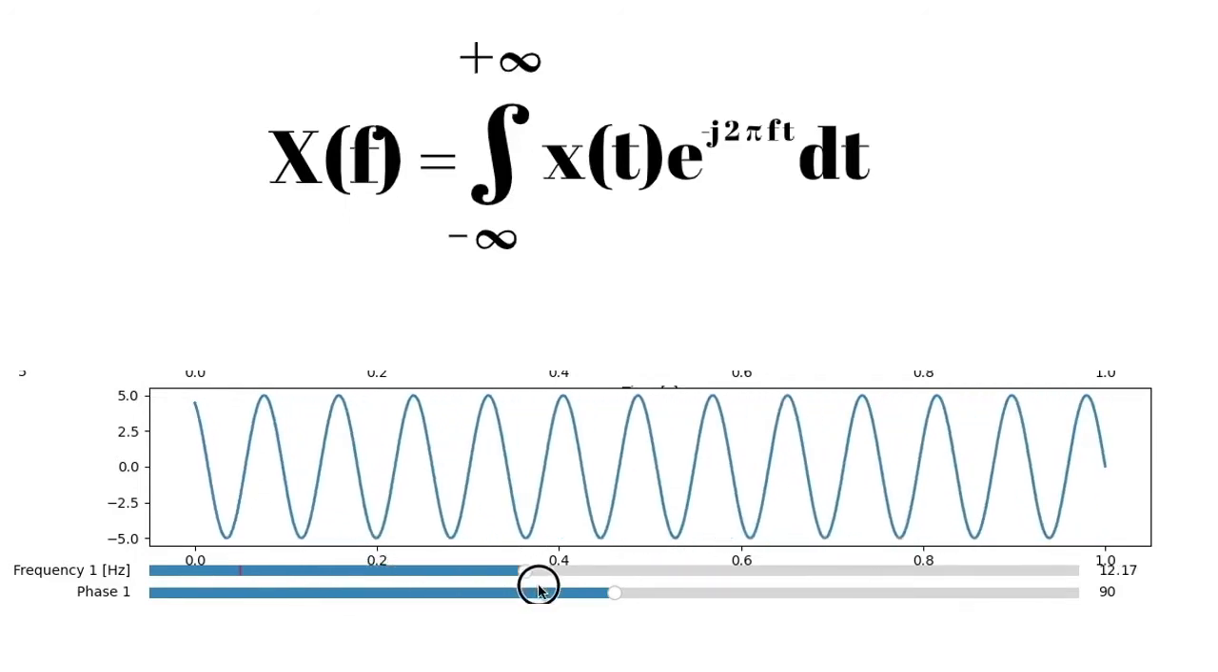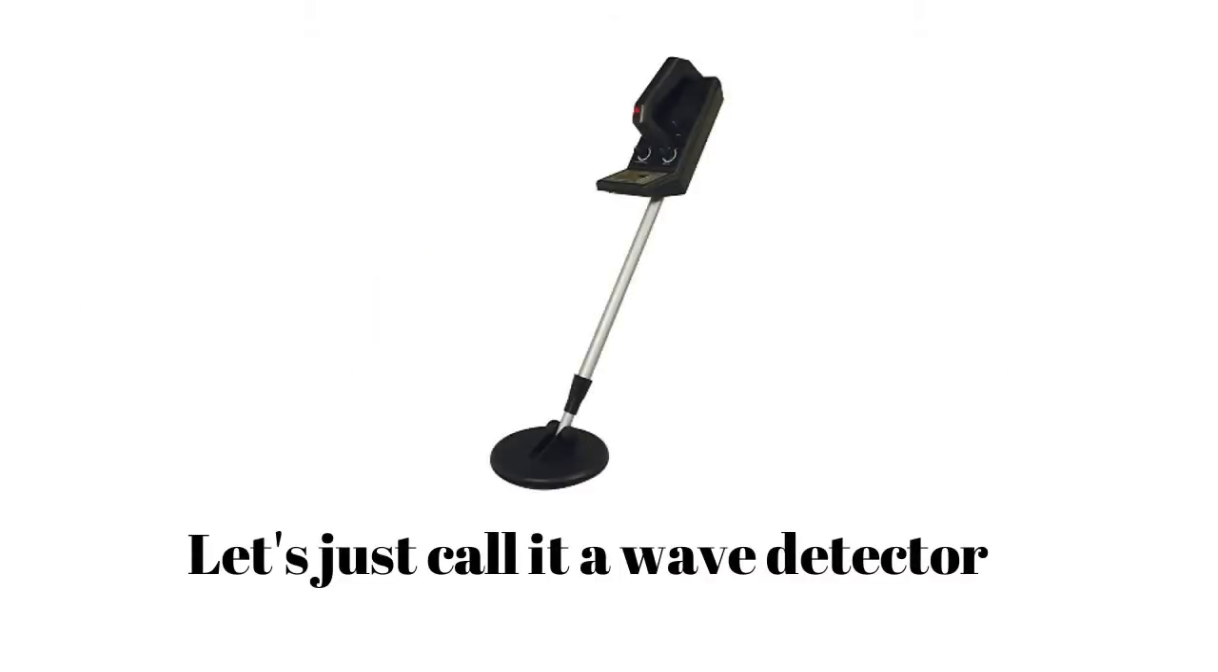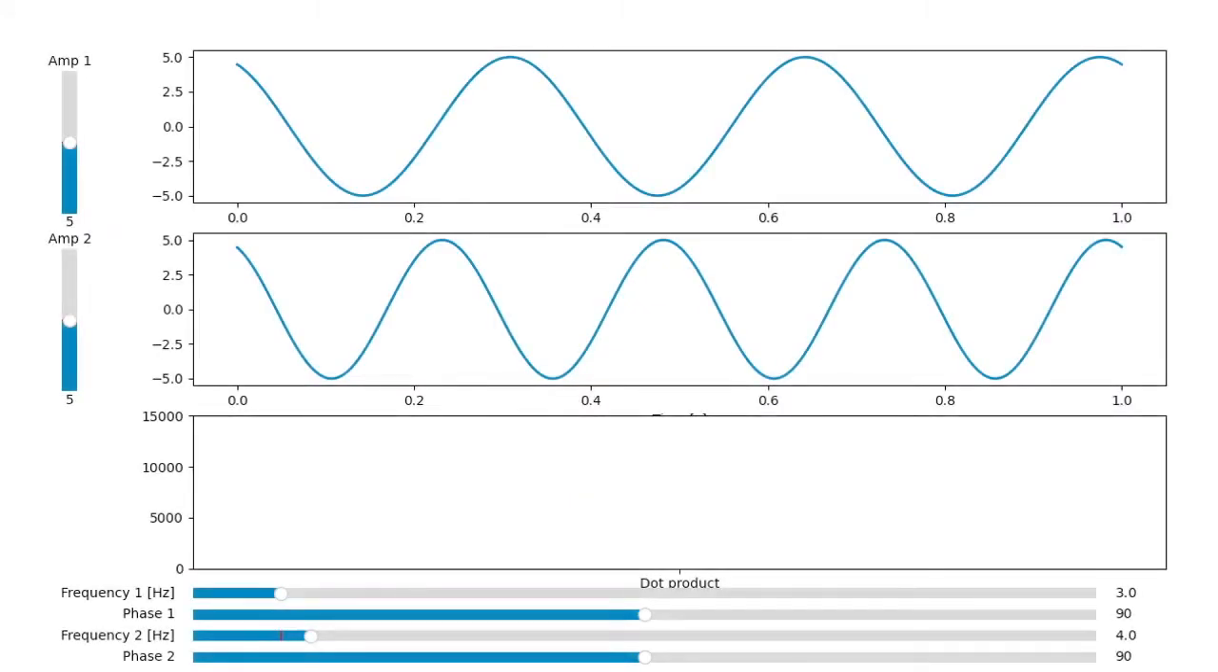Okay, so let's start. First of all, suppose we have any function and we know that it is a combination of different sinusoidal waves. Like in this case, the function is just a combination of a 3 Hz cosine wave and a 4 Hz cosine wave. But how are we going to detect those sinusoidal waves which are present inside that function? In order to detect sinusoidal waves, what we need to create is a wave detector. To create such a wave detector, let's first discuss a very interesting thing about sinusoidal waves.